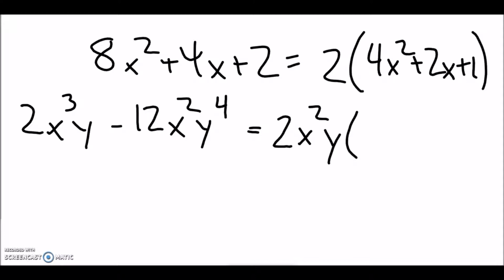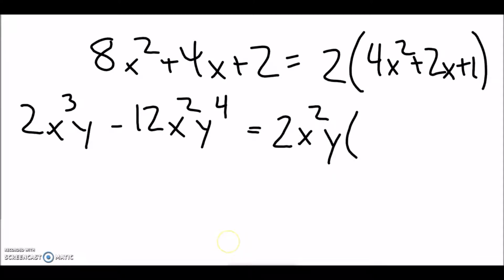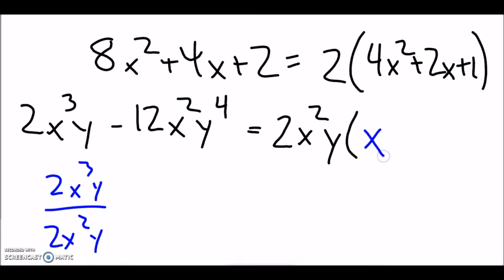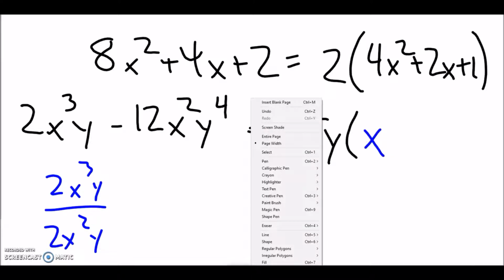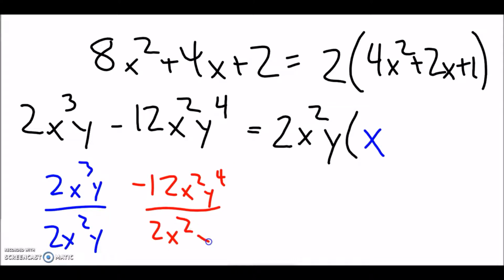And again, what we're doing is dividing or pulling out 2x cubed y by our 2x squared y, our greatest common factor. That just leaves us with an x. And if I take my second term, negative 12x squared y to the 4th, and divide it by 2x squared y, we should see that we get negative 6y cubed.